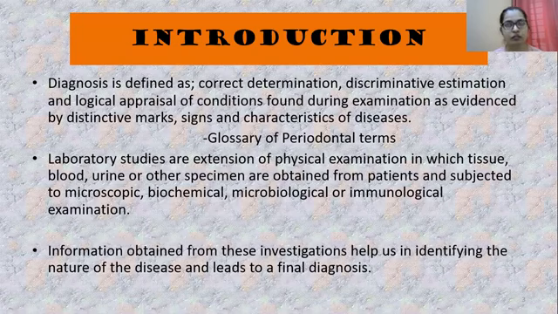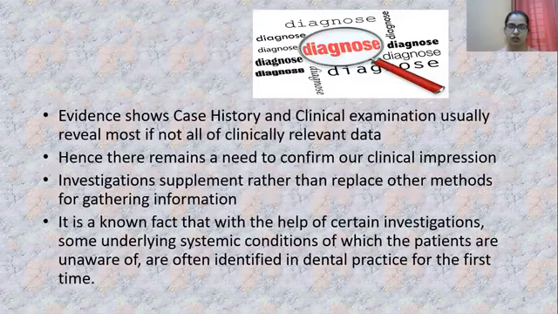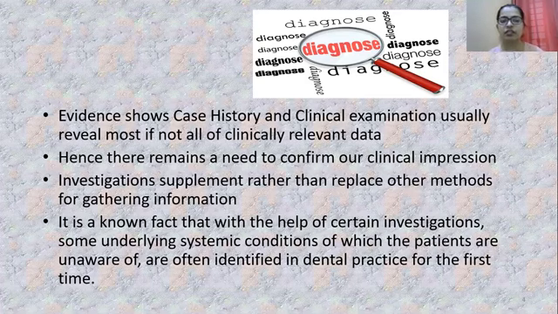And whatever information is obtained from that helps in identifying the nature of the disease and also leads to a final diagnosis. So evidence shows that case history and clinical examinations usually reveal most or, you can say, all of the clinically relevant data. But there always remains a need to confirm our clinical impression because the investigation supplements rather than replaces other methods for gathering information.